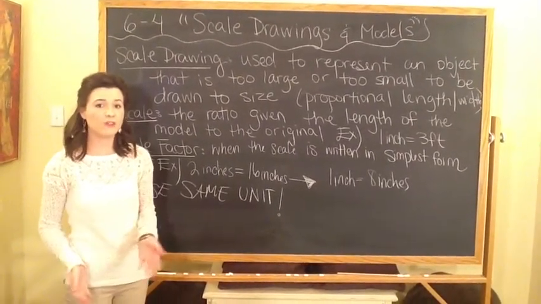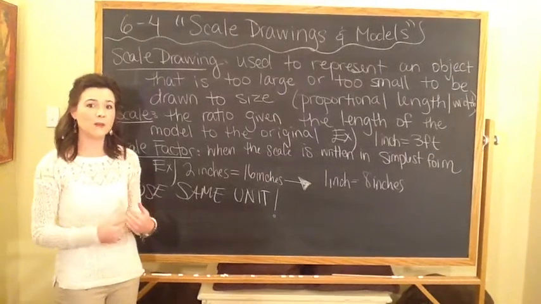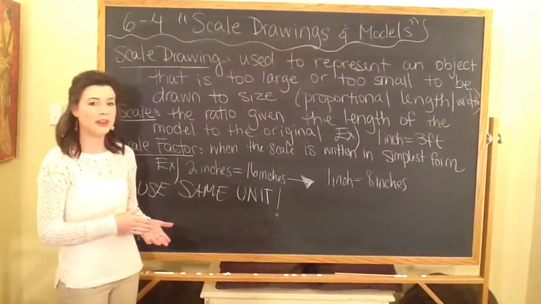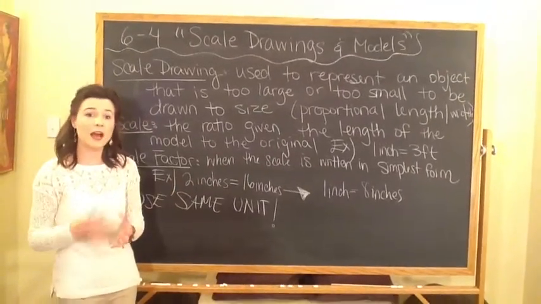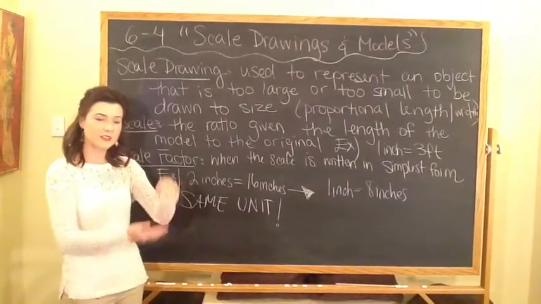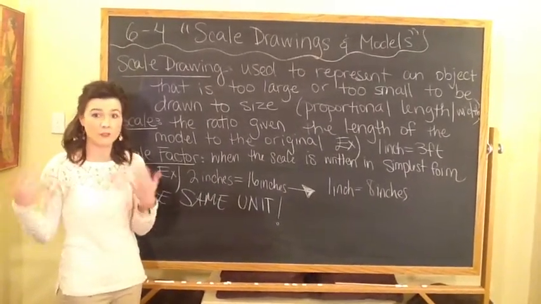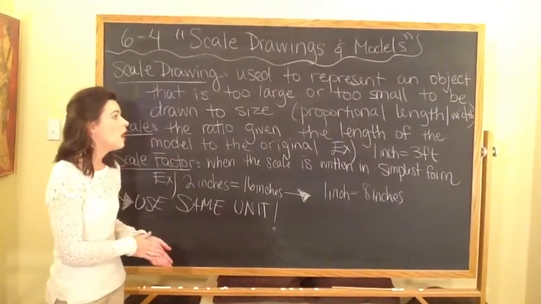For example, if you are an architect and you are making a sketch of the building that you're going to have built, then you obviously have to make it a smaller sketch. But it has to be proportional. So the length and the width are proportional to the length and width of the future building that you're going to be making.